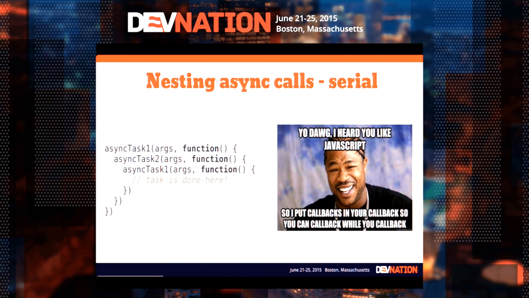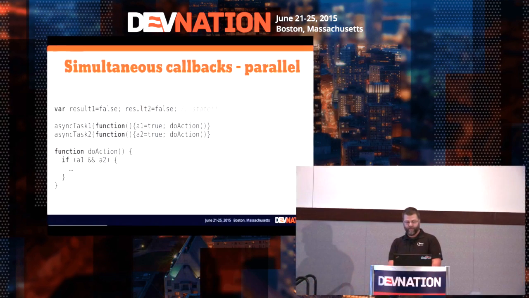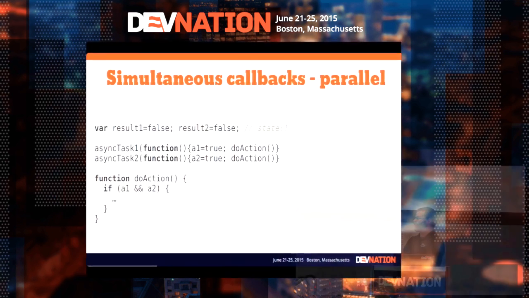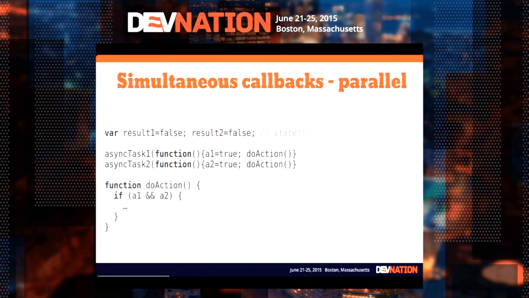So this is running asynchronous tasks serially. If you want to run them in parallel, you tend to do something like this. I have async task 1, async task 2. I will share a callback between them and have some state that I can track. So when I invoke the callback, I can check if both the asynchronous tasks are complete and invoke my callback there.